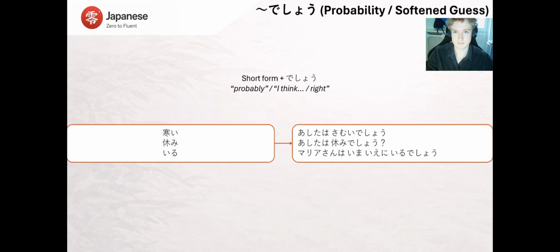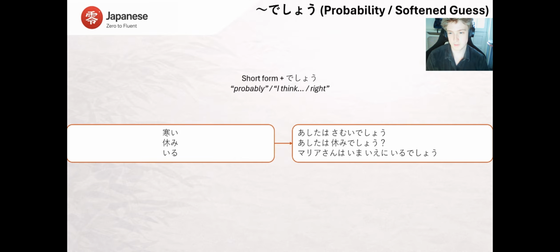Whatever. Moving on, でしょう. So this is where you're talking in a probability slash speculative way. So it's a very softened guess, or you could use it as "am I right?" It's very broad, so let's go into it so it's a little more clear. You would use the short form of a verb or word in general. Could also be an adjective, and then you're going to add でしょう behind it. So that would mean probably, I think, or right. You're being speculative.